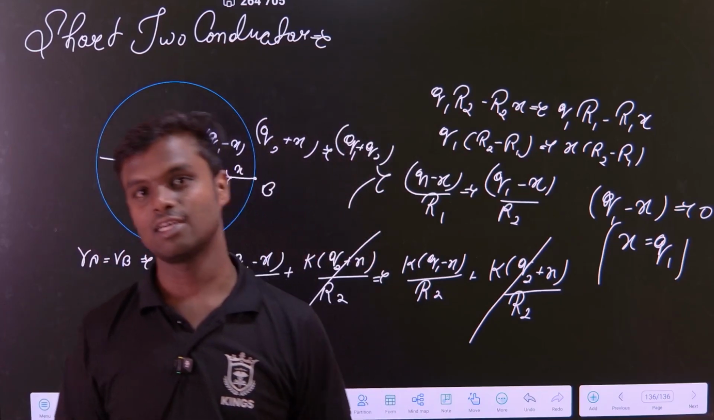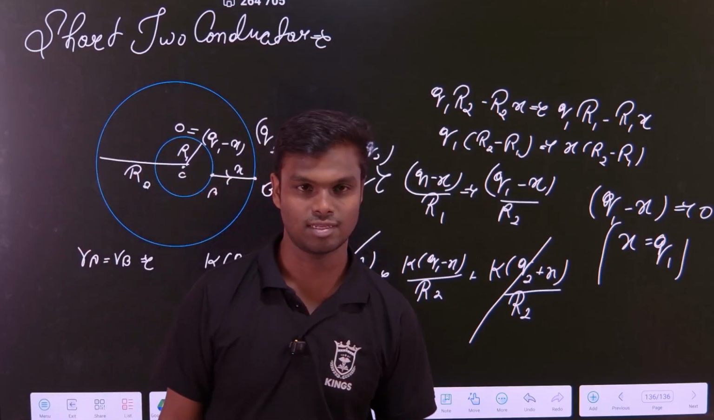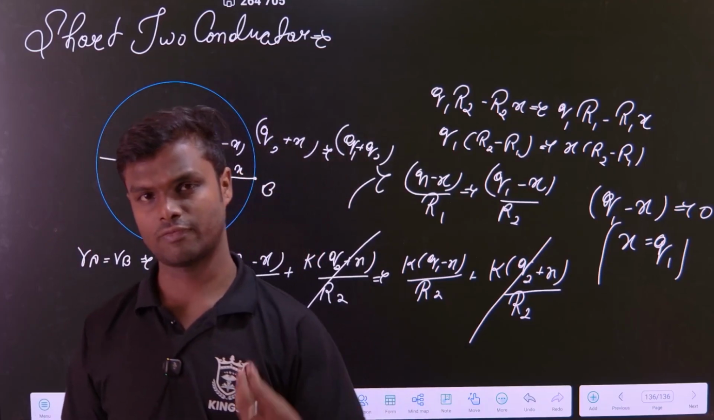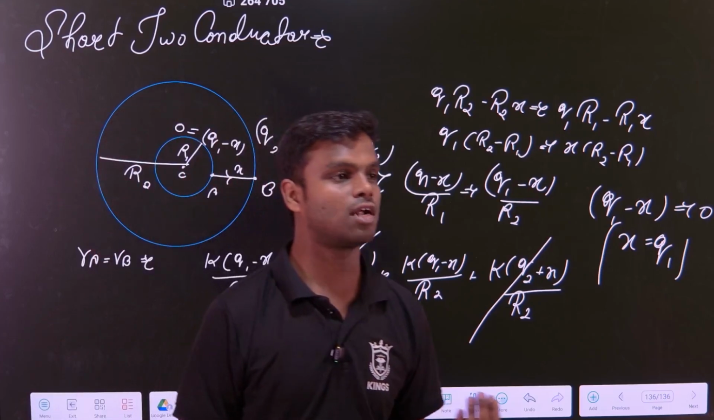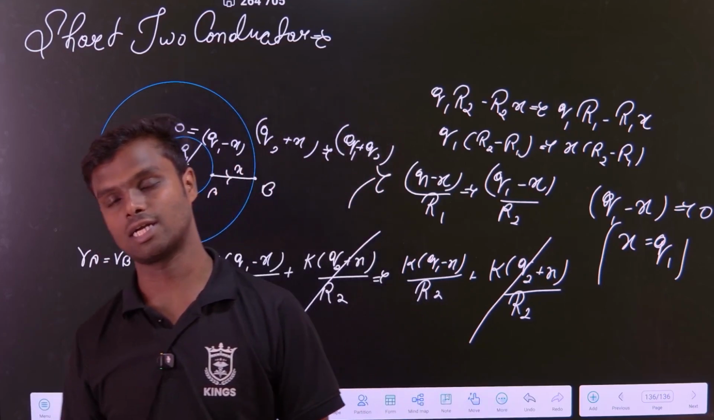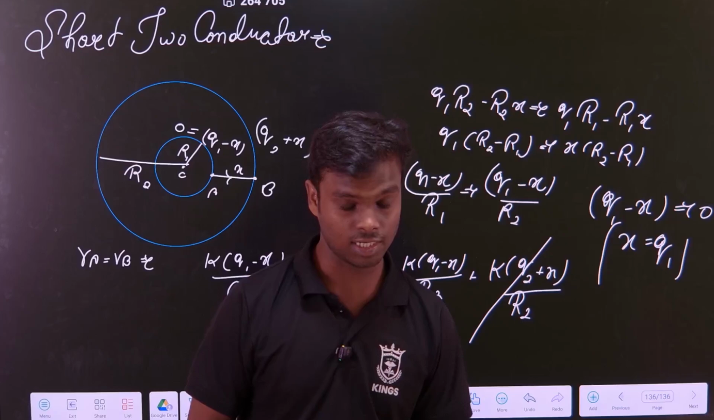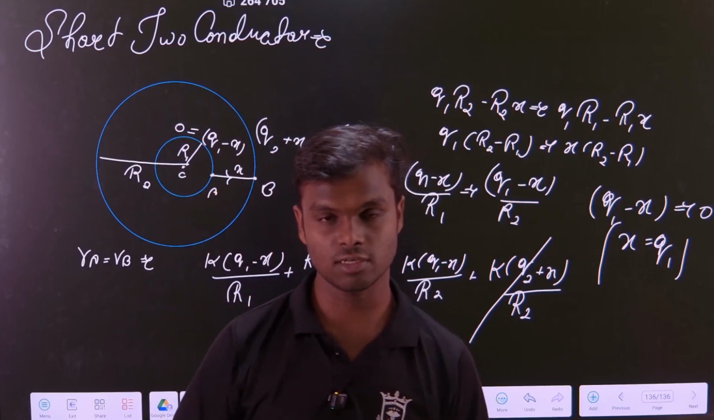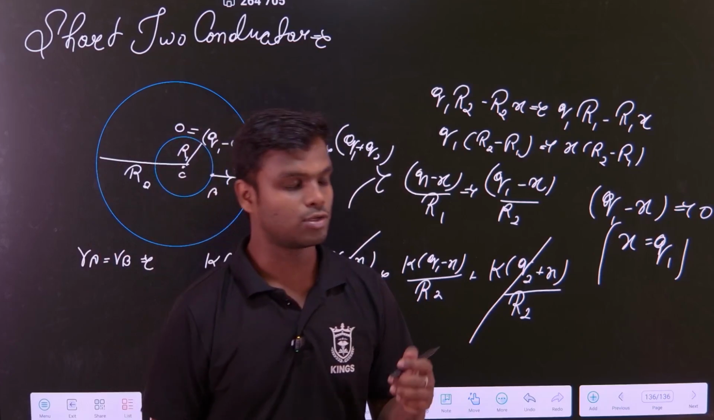In the next session we will calculate energy density, that is electric field energy density. We will talk about that. That is a very small topic. And then we will start our next chapter, that is current electricity. Before starting our next chapter, we will solve some previous year questions, so that it is better.